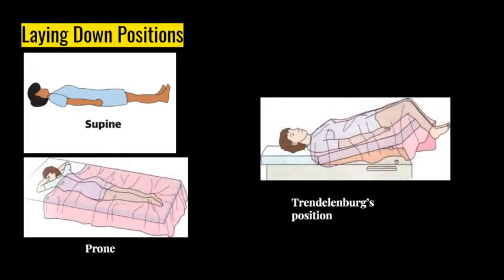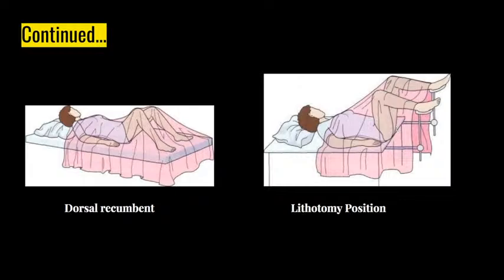And there is also the modified Trendelenburg's position where, if you see in this picture over here, the legs are kind of face down. There is also a modified Trendelenburg's position where the legs are just straight up. And there's also the dorsal recumbent position that places the patient supine with his or her knees bent up. A similar position is the lithotomy position, in which the person's legs are placed on supports that hold the ankles and spread out the legs.